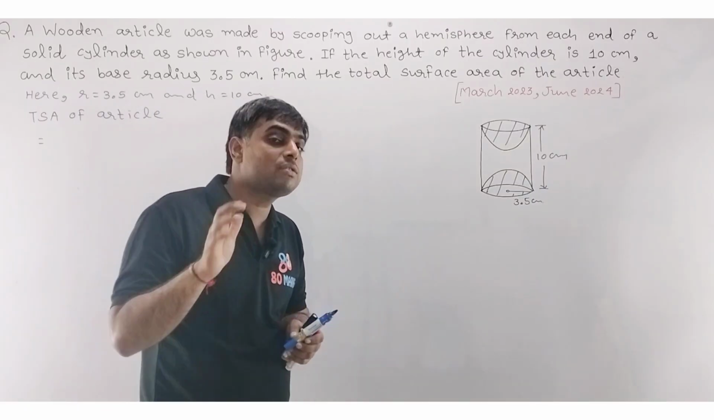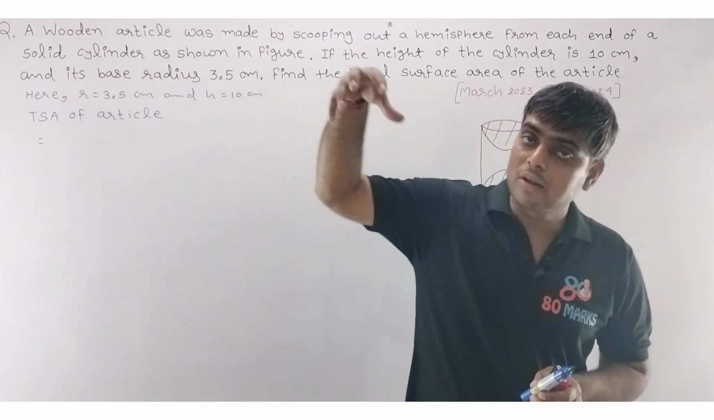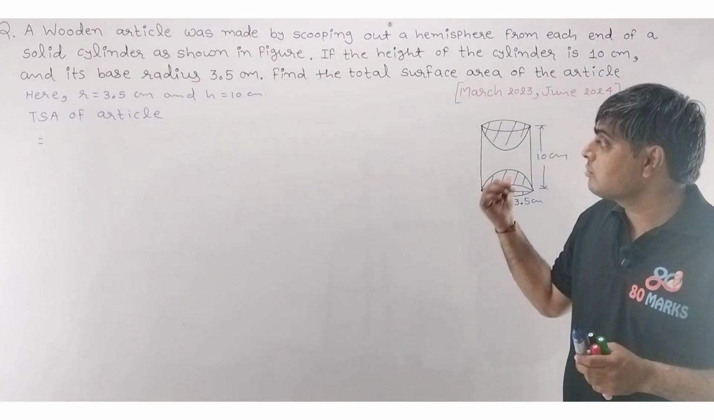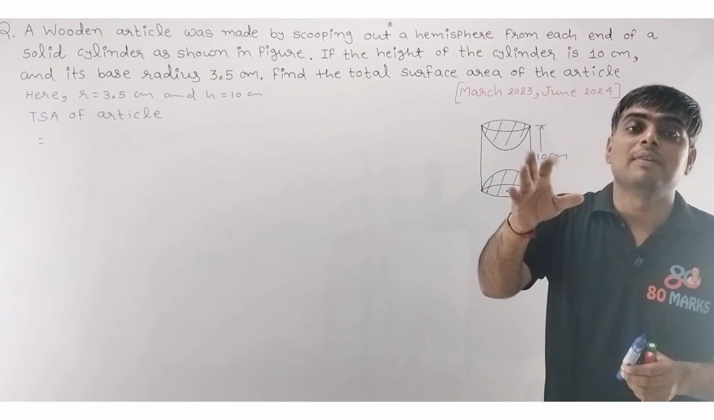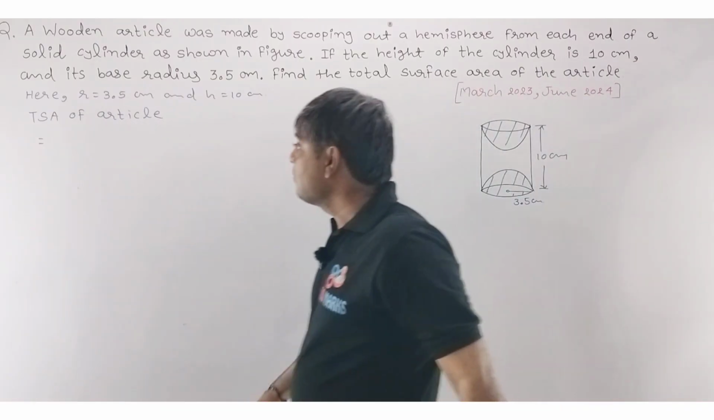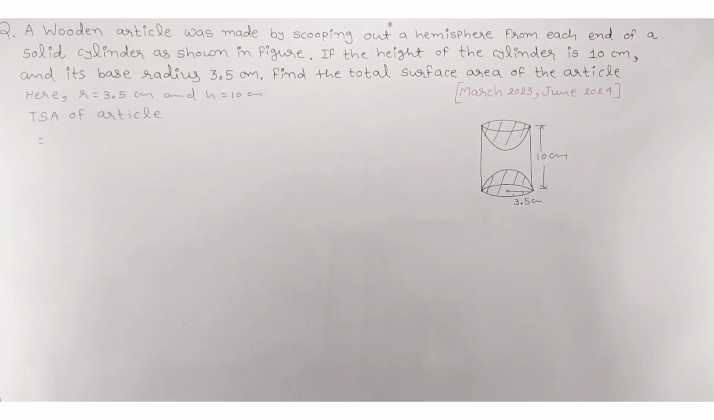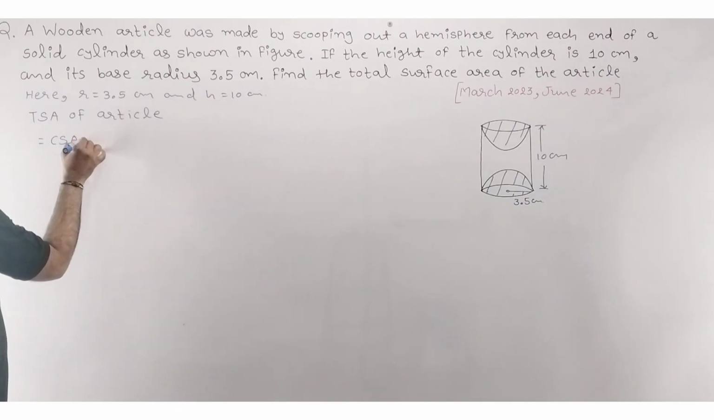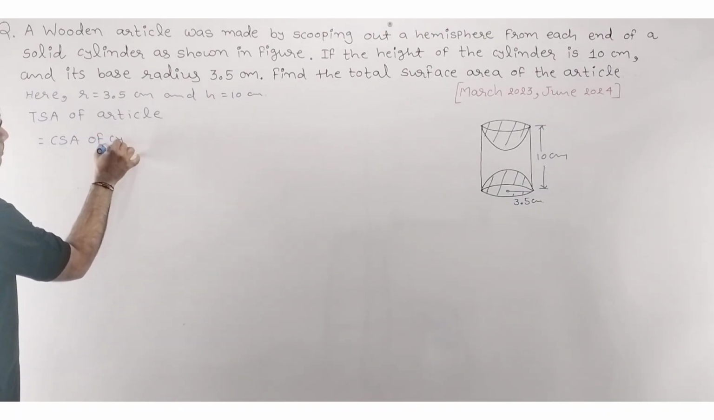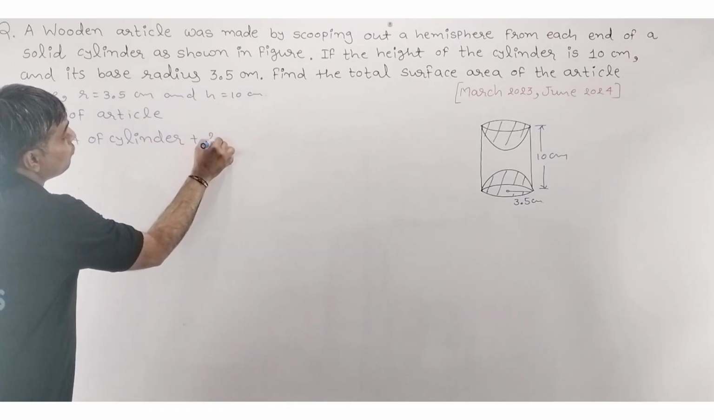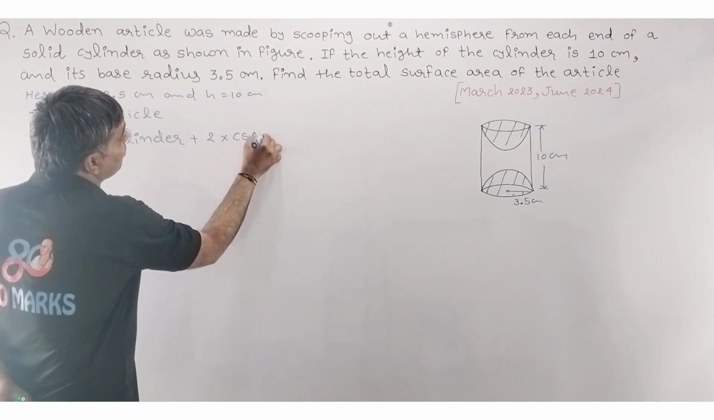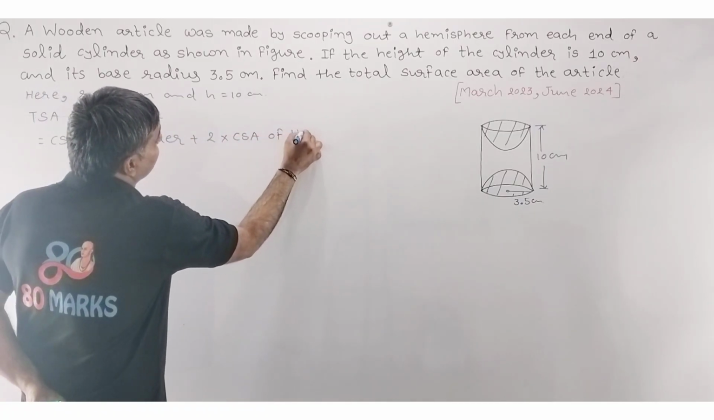But in case of surface area, if you surmount an object on another or scoop out, in both cases the surface area always increases. So here, don't make the mistake of subtracting the surface area of the hemisphere. Here, CSA of cylinder plus 2 into CSA of hemisphere.